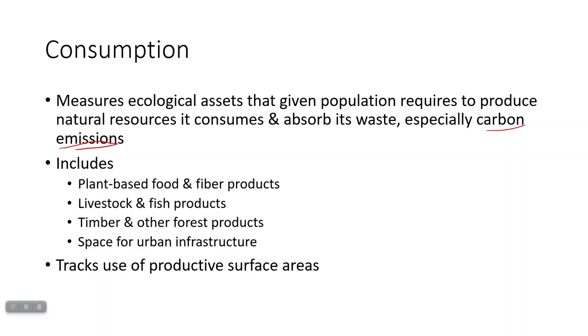This includes all the things that we use. So, plant based food, any fibers. And if you're thinking, I don't use fibers, it's not like I use rope, this is the stuff we use to make cloth. So, cotton, any of those things, hemp rope, for example. Then there's livestock and fish products, timber and other forest products, and all the space we need to build our cities and our suburbs. And even farther from that, we have something we'll talk about later called exurbs. So it's going to track how we use the productive areas of the planet.